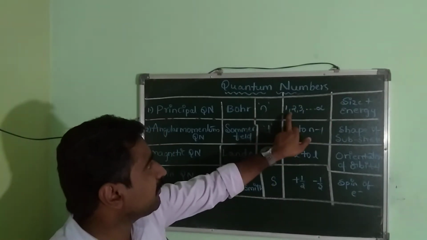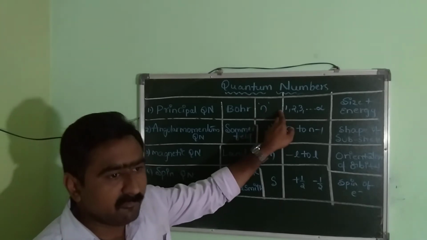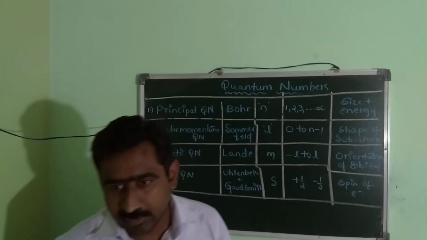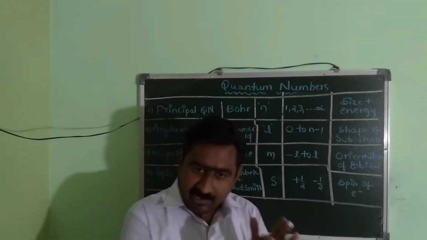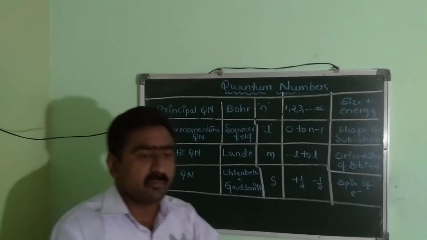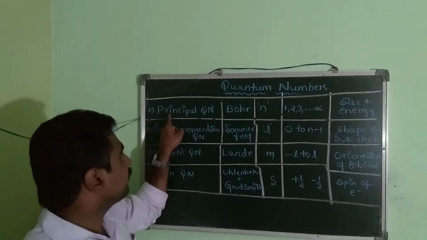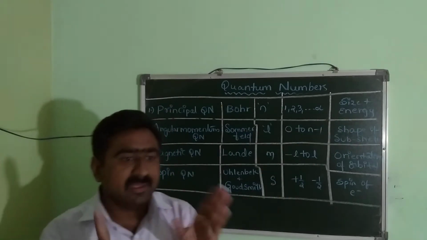The minimum value of n and the maximum value of n: the minimum value of n is 1 and the maximum value goes up to infinity. So this is the minimum and the maximum value of n. The n value here resembles the principal quantum number developed by Niels Bohr. And what information does the principal quantum number give about the size and energy of the main shell?